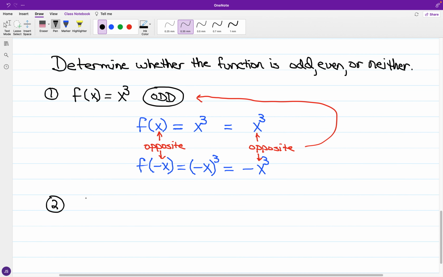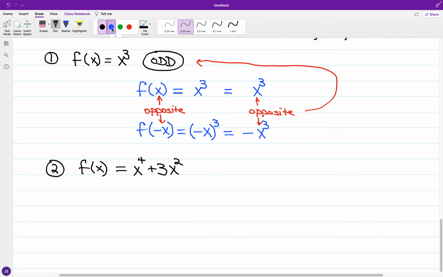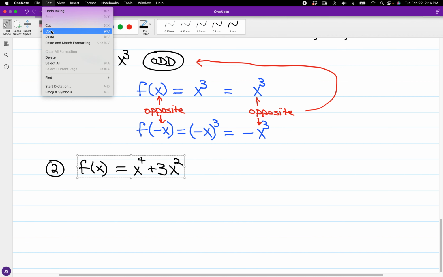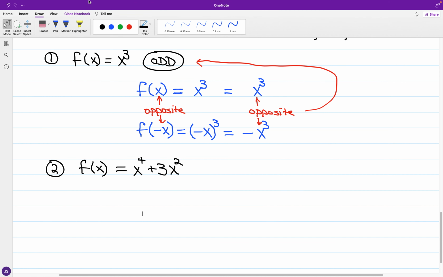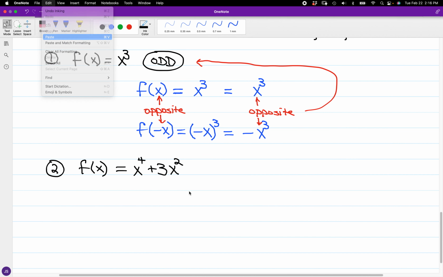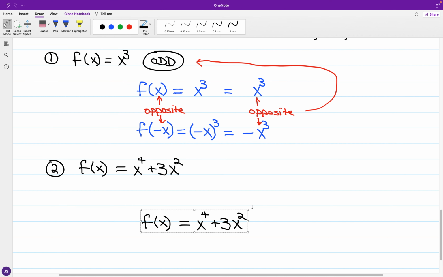Now let's say that I have f of x is equal to x to the fourth plus 3x squared. Just looking at what we have for f of x, you see how the opposite sign inputs will lead to their respective outputs.